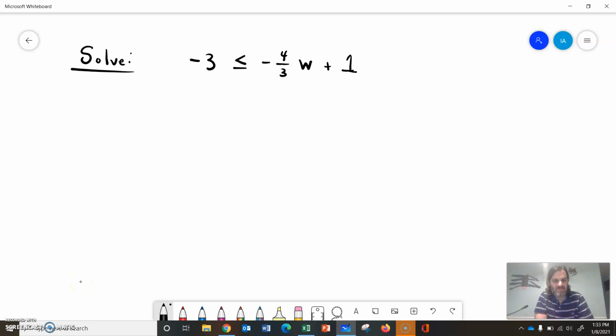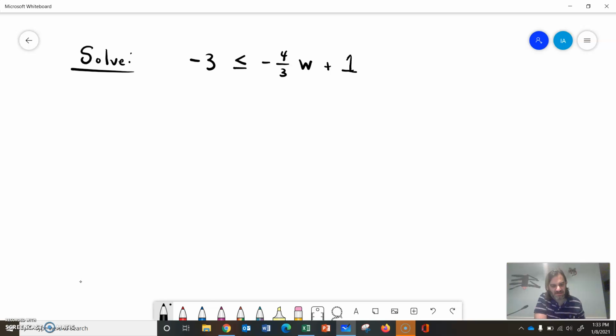Hey, here we have an inequality and it just says solve. So we have -3 less than or equal to -4/3 w plus 1. So there's two things we can do here. If we treat it like an equation and do our steps, there's no parentheses, but we do have a fraction.